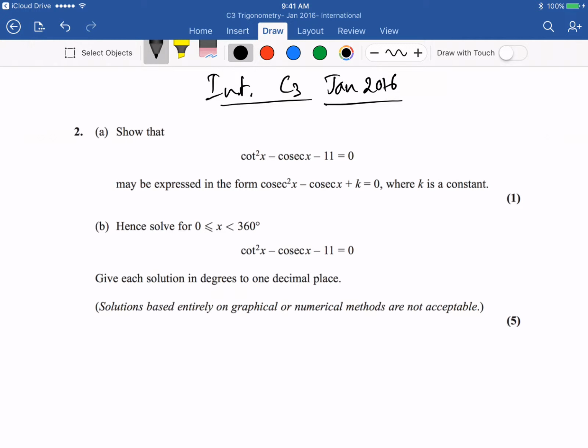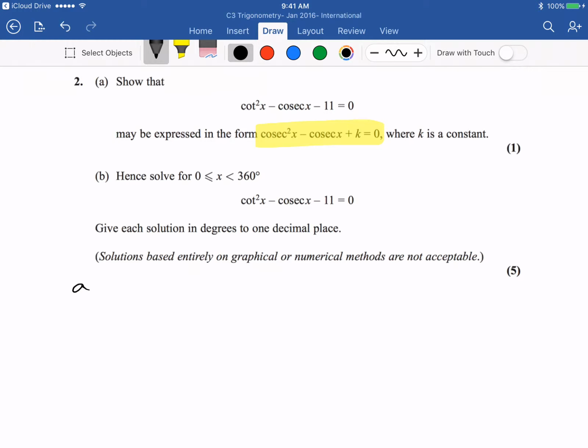So first thing, for 1 mark, it has to be pretty straightforward. Show that the first equation can be expressed in this form here. So I'm going to start with the solution here. First, part A: cot square x minus cosec x minus 11 equal to 0.